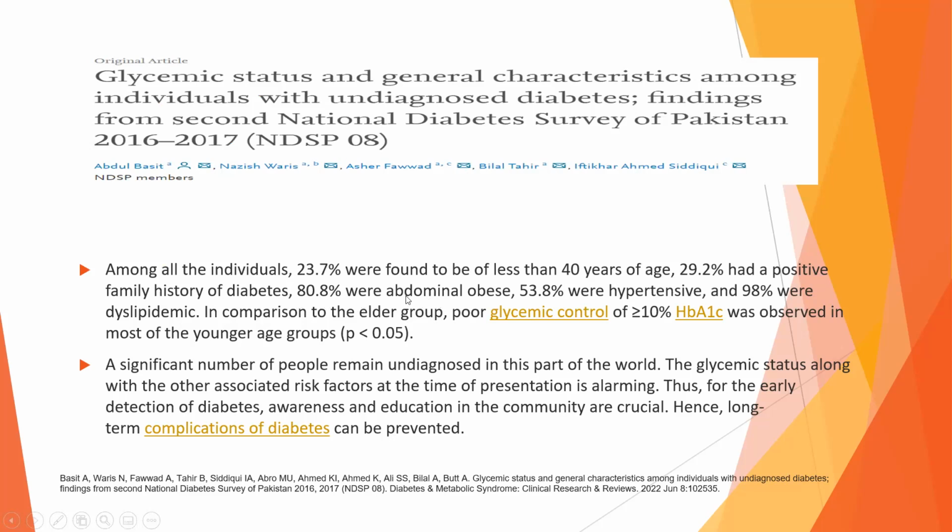dyslipidemias, diabetes, and 80.8 for abdominal obesity. And so obesity was more prevalent in people with either diagnosed or undiagnosed diabetes, and later on in hypertensives and dyslipidemics.